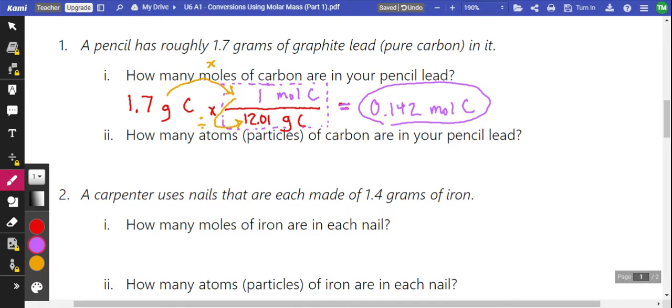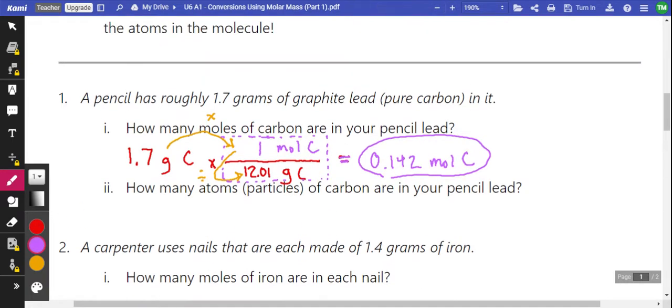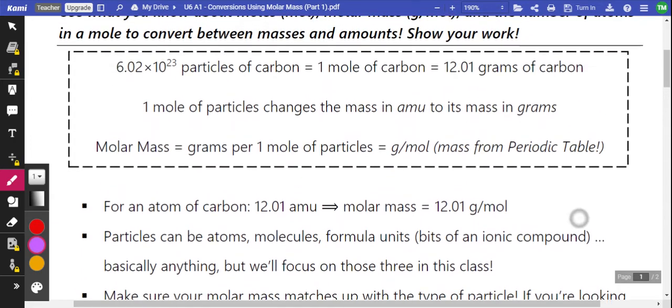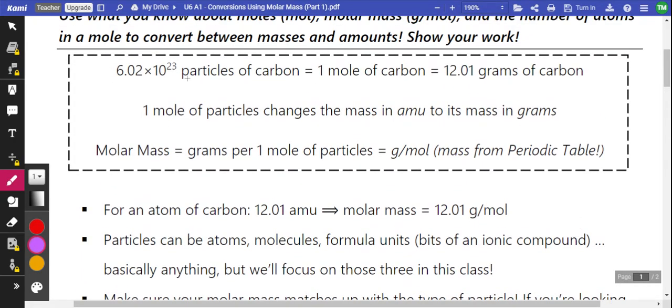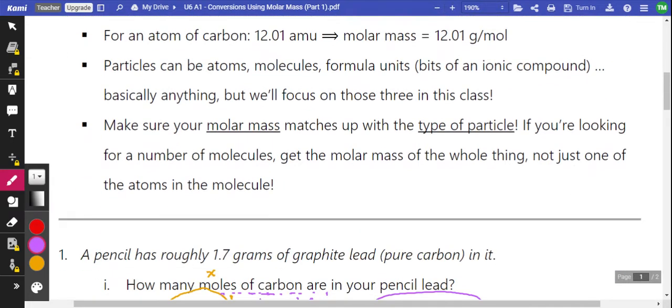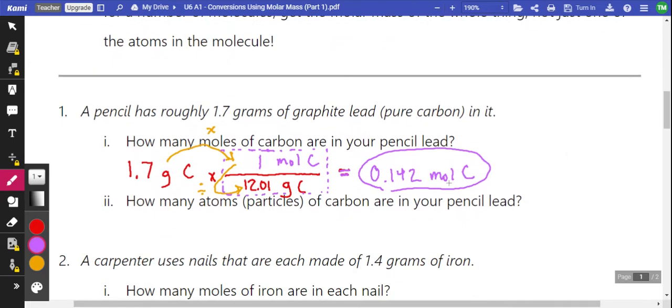How many atoms, aka particles, of carbon are in your pencil lead? Well, what relationship do I have with particles that I can use to figure this out? I know that there are 6.02 times 10 to the 23rd particles of carbon in 1 mole of carbon. So if I have moles of carbon down here, I should be able to figure out how many particles that is. If I had exactly 1 mole, that would be 6.02 times 10 to the 23rd atoms of carbon, or particles of carbon. But since I don't, I have less than a mole. I should get less than 6.02 times 10 to the 23rd particles in my answer.